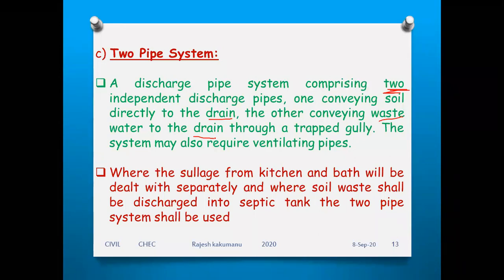Next, where the sewage from the kitchen. What is sewage? We discussed the definition earlier. The waste coming from the kitchen. Where the sewage from the kitchen and the bath will be dealt with separately, and where the soil waste shall be discharged into a septic tank, the two pipe system shall be used. So generally we use the two pipe system, right? So whenever you are using a two pipe system, one pipe connected to the kitchen and bath will be dealt with separately, where the soil waste will be discharged into the septic tank by using the two pipe system.